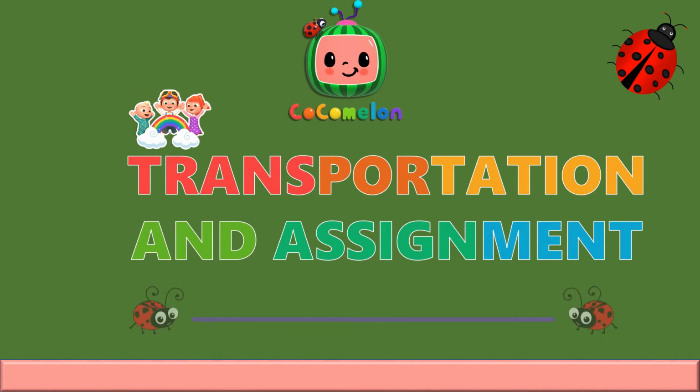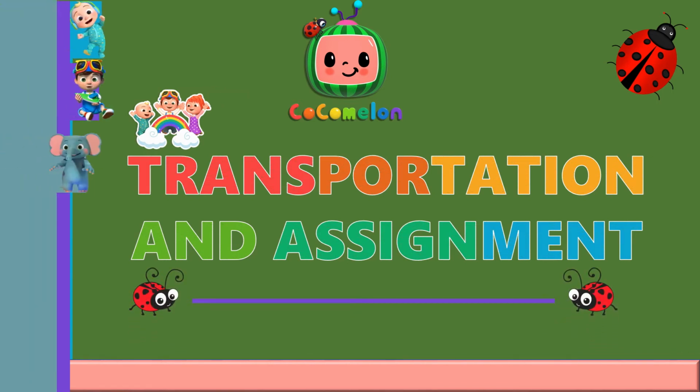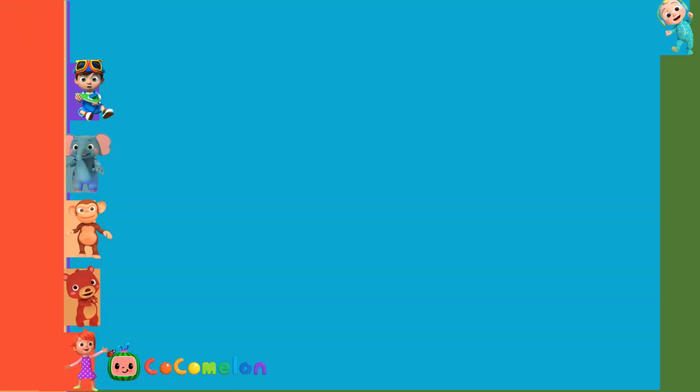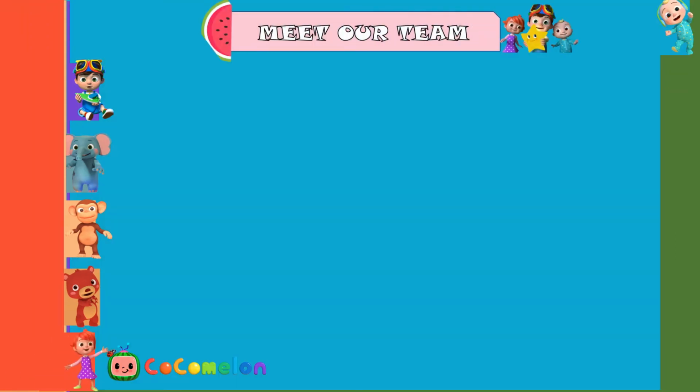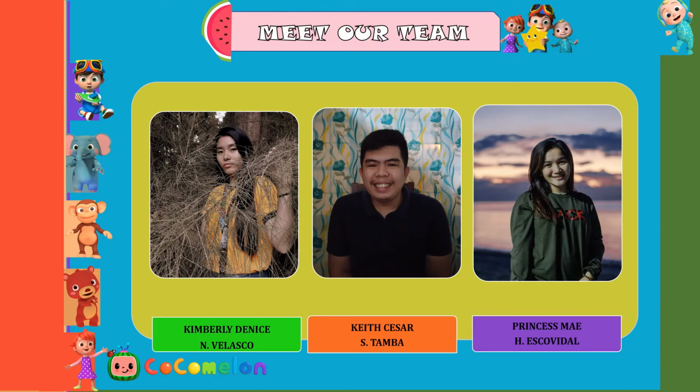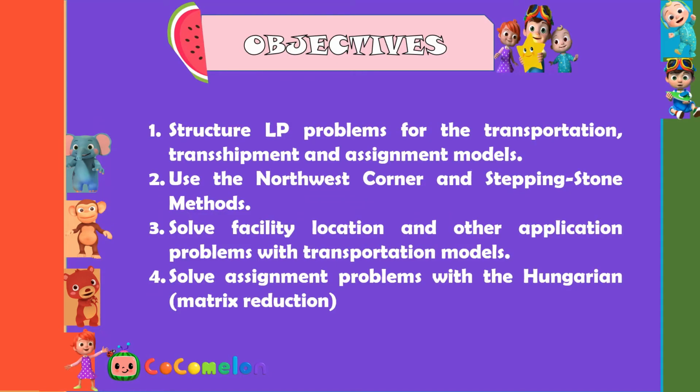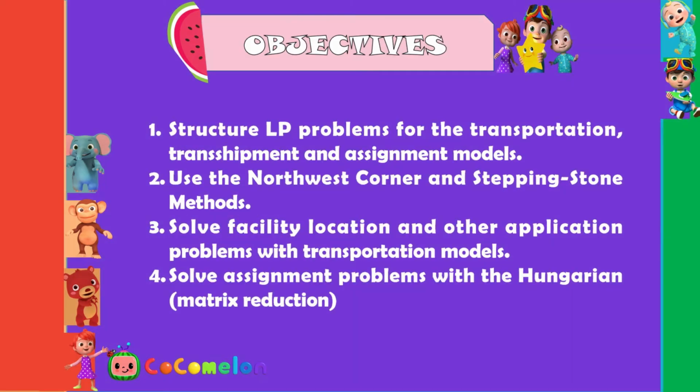Good morning, guys. So our topic is all about transportation and assignment. The objective of our report is, first, to structure linear programming problems for the transportation, transshipment, and assignment models. Second, use the northwest corner and stepping stone methods. Number three, solve facility location and other application problems with transportation models. And lastly, solve the assignment problem with the Hungarian model.